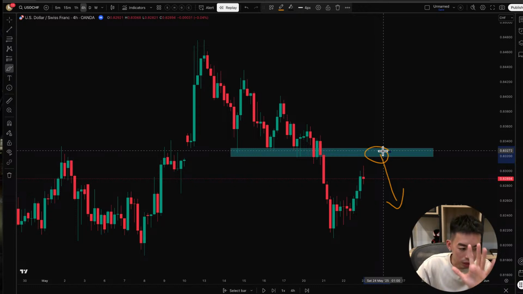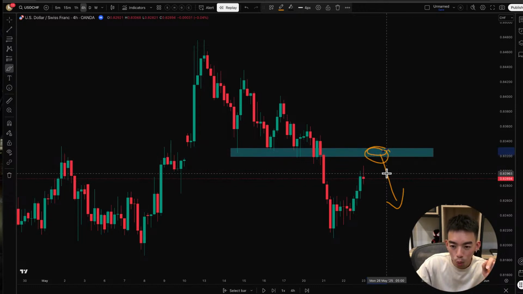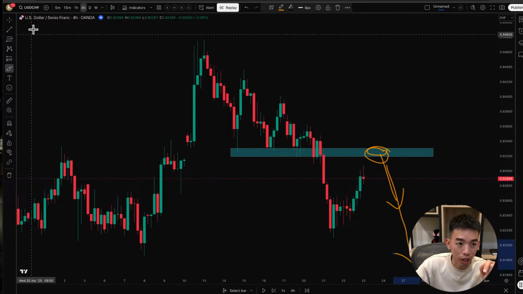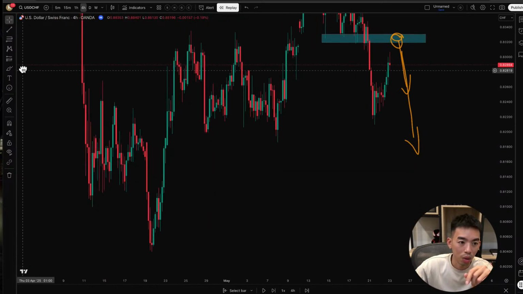But here's the big but. Just because you know you're trading something from the higher time frame does not mean you want to get in here and hold and then wait for the trade to travel all the way towards the downside, all the way like this.